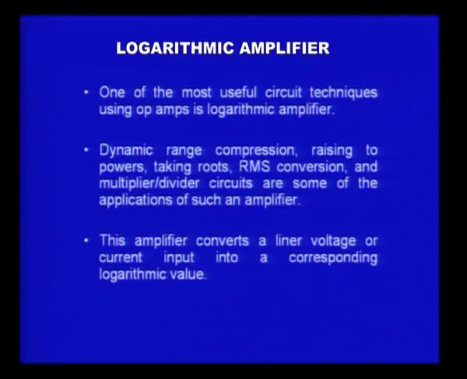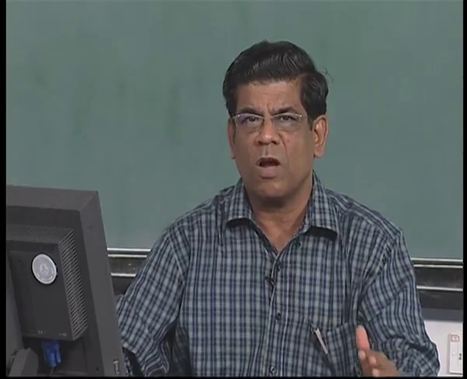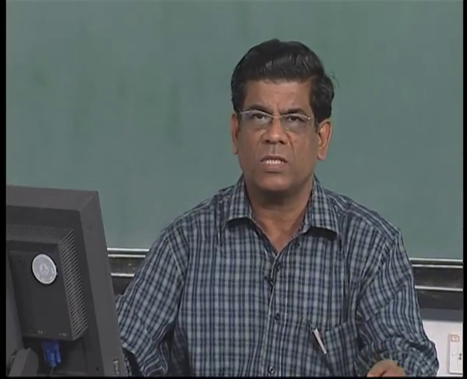So, dynamic range compression, raising to powers, taking roots, square roots, RMS conversion, which again involves a squaring, and multiplier divider circuits, where two analog voltages can be multiplied or two analog voltages can be divided, as the case may be. All these circuits can be designed out of a very basic configuration, which is known as the logarithmic amplifier. So, we will discuss the logarithmic amplifier.